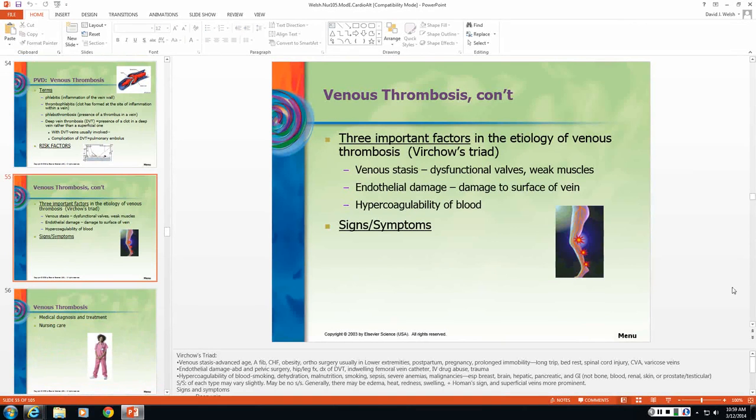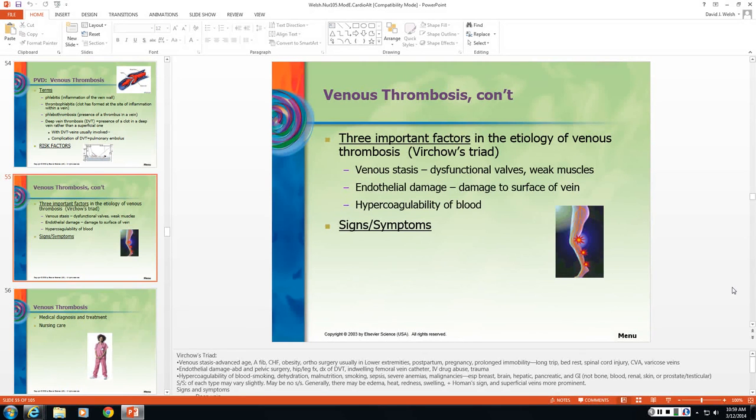Now, the three important factors in the etiology of venous thrombosis are venous stasis, which is dysfunctional valves or weak muscles; endothelial damage, which is damage to the surface of the vein; or hypercoagulability of the blood.